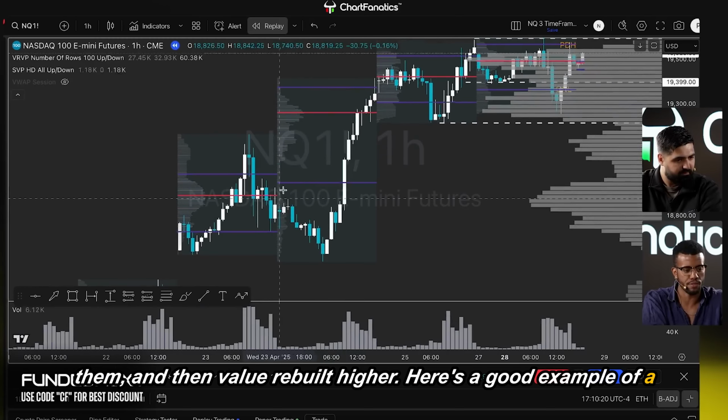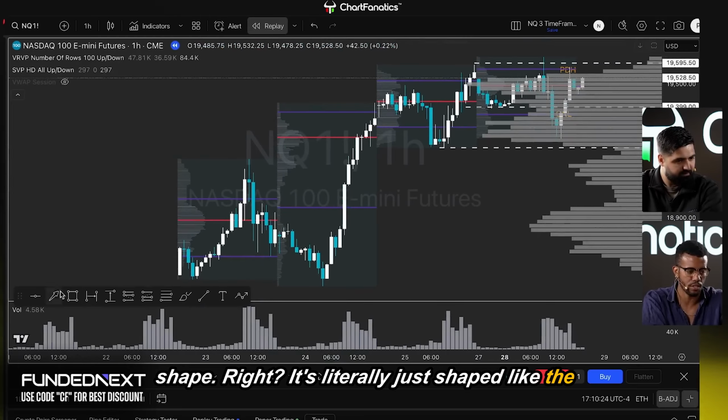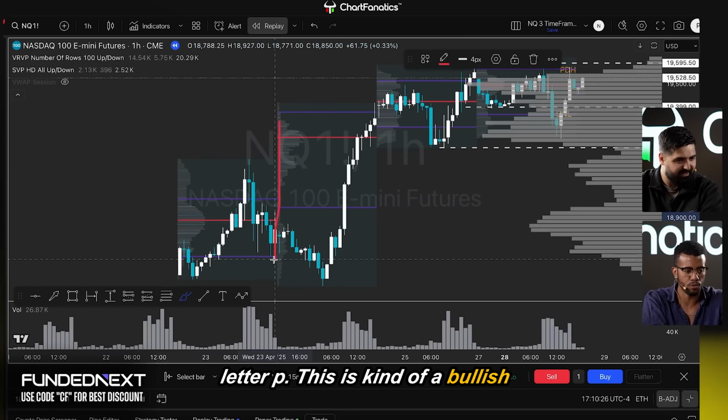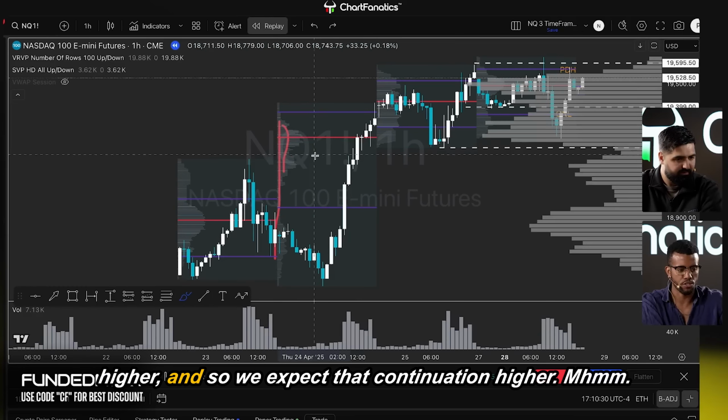Here's a good example of a volume profile shape that we got here. This is what we call a P shape, right? It's literally just shaped like the letter P. So this is kind of bullish, right? The auction pushed higher and volume accumulated higher. And so we expect that continuation higher, right?